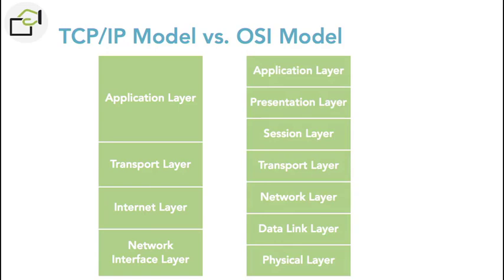Next in the TCP/IP model, we have the internet layer. The internet layer actually covers the job of the network layer in the OSI model, as well as the upper portion of the data link layer in the OSI model. Finally, the last layer of the TCP/IP model is the network interface layer. When we compare the network interface layer to the physical layer of the OSI model, we see that the network interface layer does the job of the physical layer and the lower half of the data link layer of the OSI model.